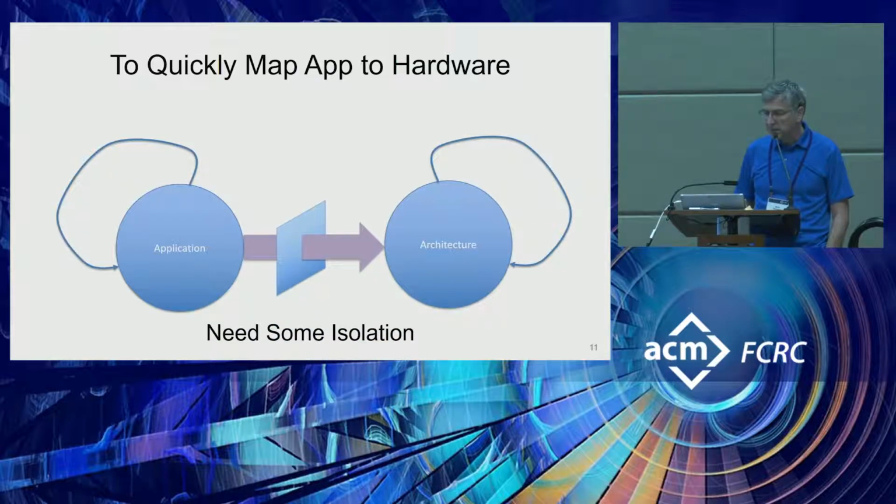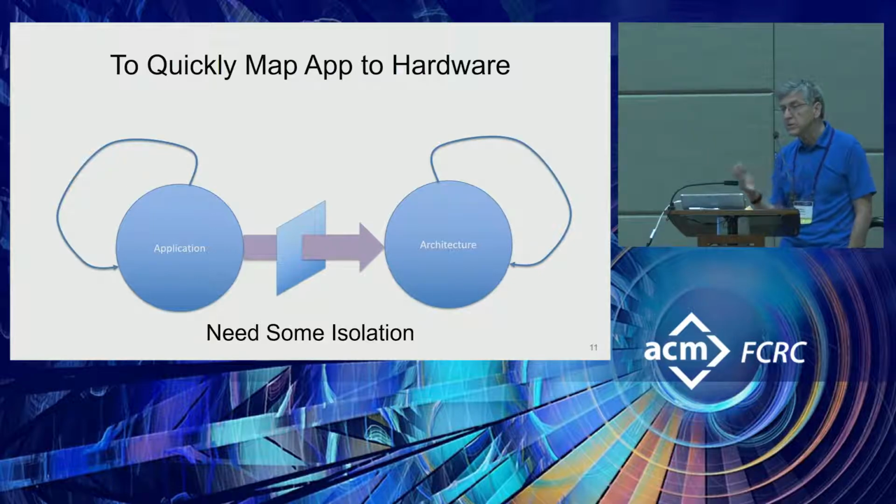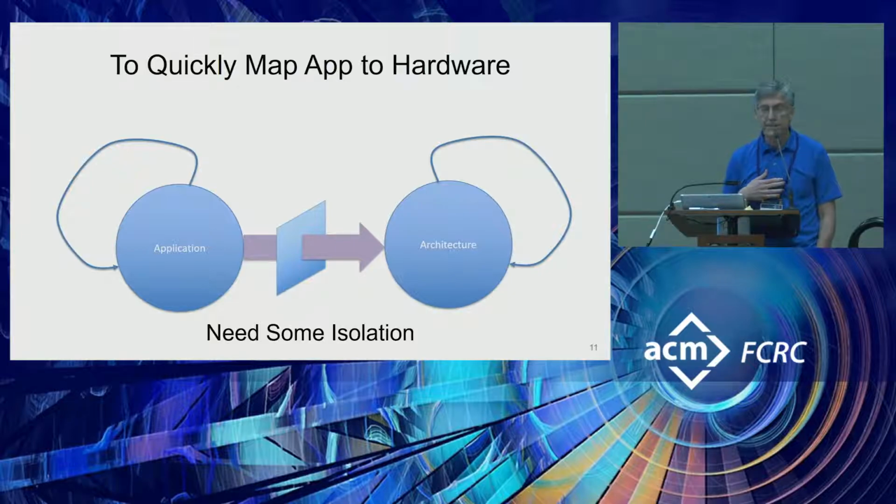We put in an isolation layer called an ISA that allowed software and tools to compile to that ISA and allowed hardware people to basically then innovate under that ISA. So the question is, can we basically do that in an area of sort of accelerator-driven design?